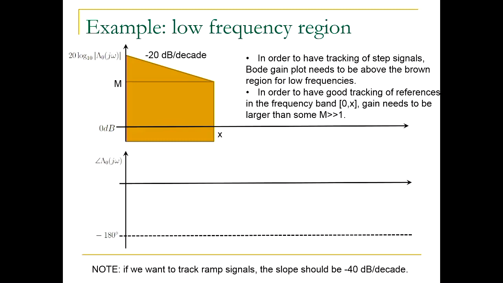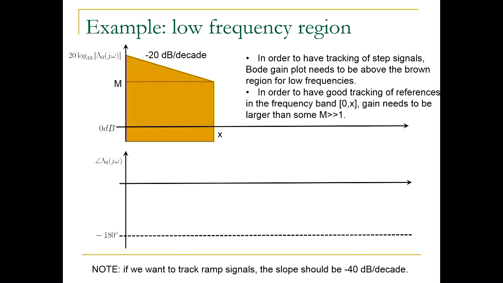The larger the m, the smaller the steady state error that you would be making for all signals in this frequency band. So for all signals of this frequency band, m is roughly inversely proportional to the steady state error that you would be making when tracking these signals. So by the way, if we want to track ramp signals, the slope should be minus 40 decibels per decade. Why is this? Because of the internal model principle, we have to have a double integrator. So with a double integrator, we add two integrators' gain, so it's then minus 40 decibels per decade, right?